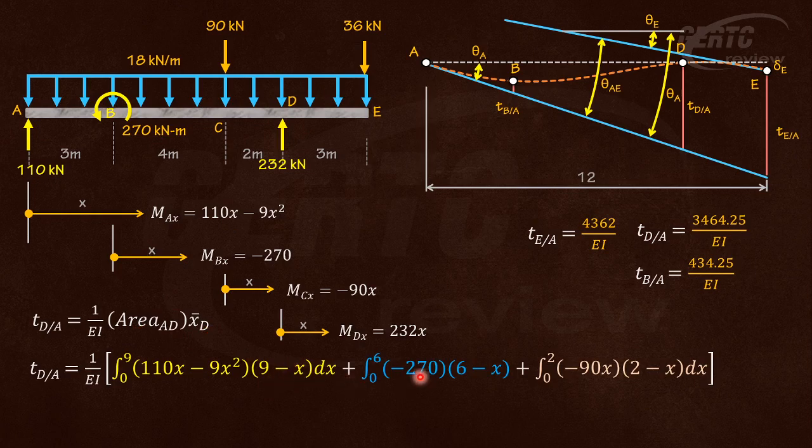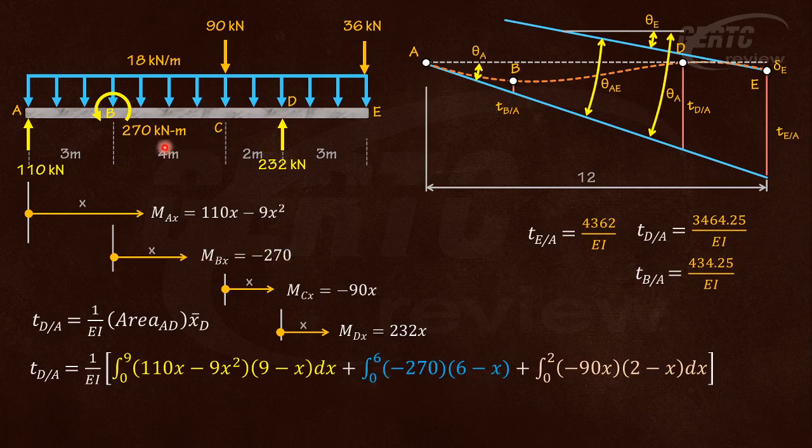Next, plus. Negative 270 is that one. By the way, the limit of this is only applicable because we are only interested up to D. So that will be from A up to D, from 0 to 9. Let's go to this. That's 270, that's the moment, no problem. So what's that moment arm? That's the moment arm from D up to this point, and that will be 6, because from here to here is 6. That will be 6 minus x.